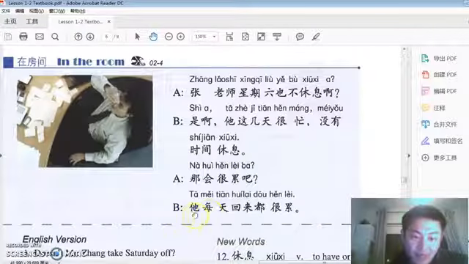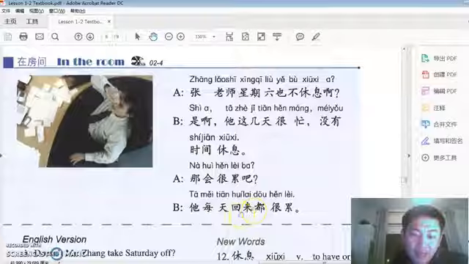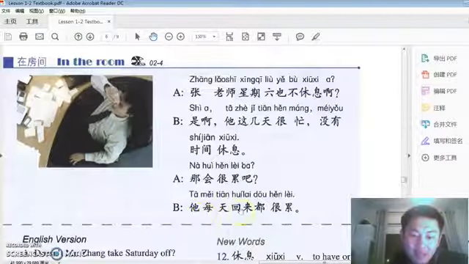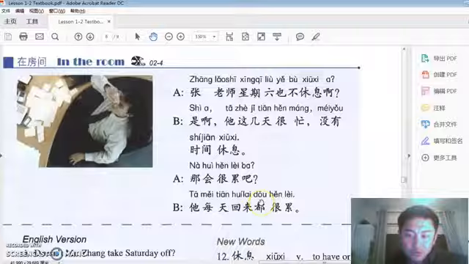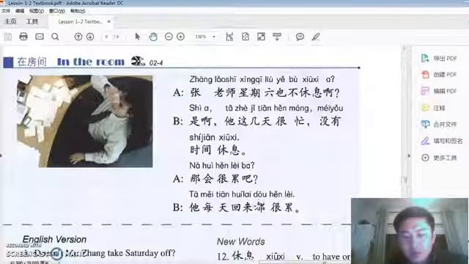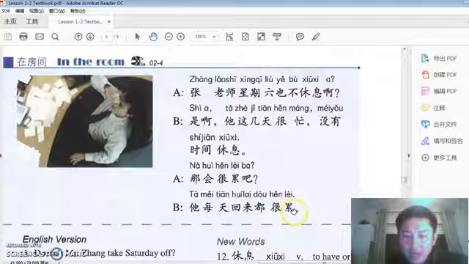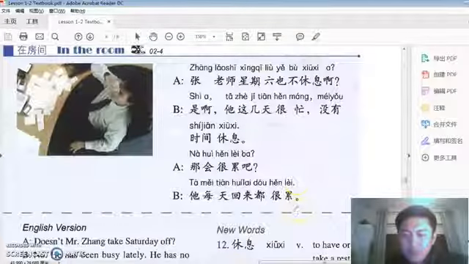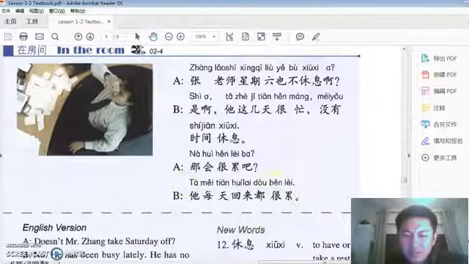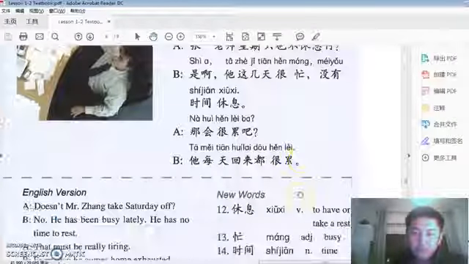B says, 他每天回来, every day he comes back, and then 都 and 每 are used in the same sentence to do the structure again, right? So every day he comes back all very tired. Okay, so from this sentence I think this sentence more likely means that then he will be very tired. And B says, yes, he every day comes back very tired, all very tired.